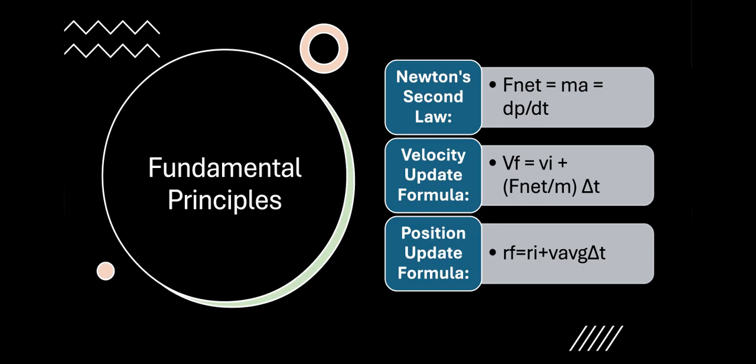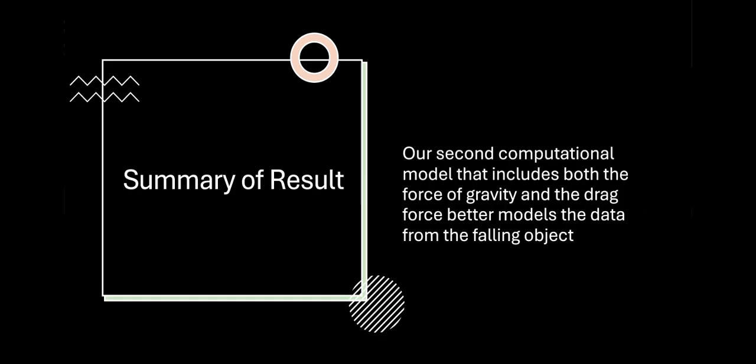So some fundamental principles in this lab include Newton's second law, which states that F net is equal to ma, which is equal to the change in momentum with respect to time, and the velocity update formula, which says that the final velocity is equal to the initial velocity plus F net over m, which is also acceleration, times the change in time. And then the position update formula, which says that the final position is equal to the initial position plus the average velocity times the change in time.